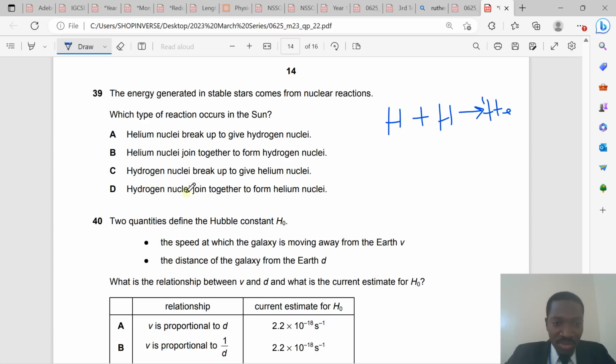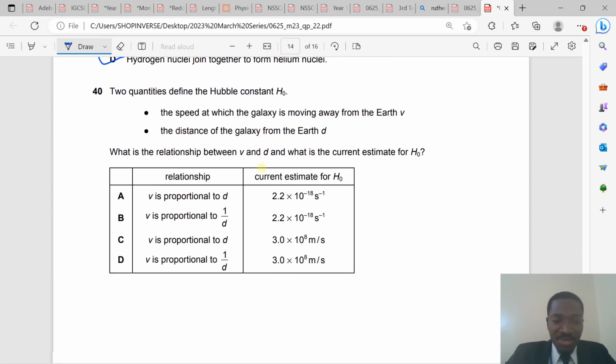So hydrogen nuclide join together to form helium nuclide. That's option D. Correct. Helium nuclide break up. No. Helium nuclide join together. No. Hydrogen nuclide break up. Hydrogen, of course. Why would hydrogen break up to form helium?